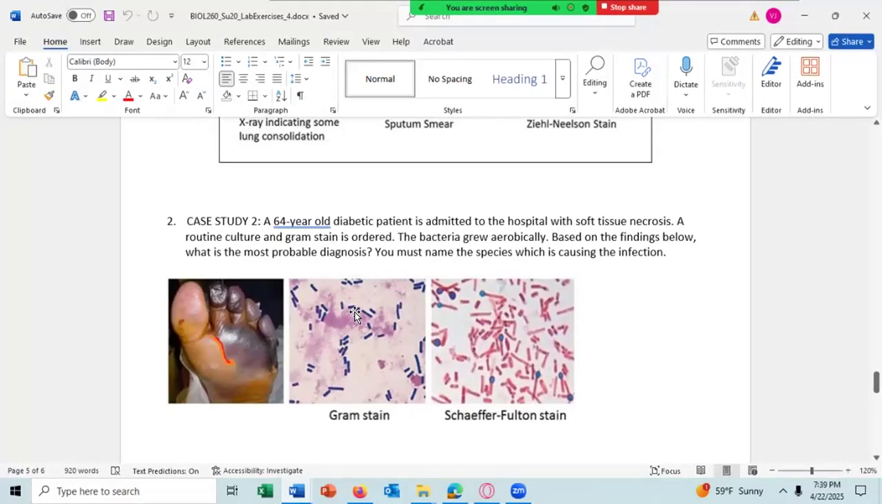And perhaps can make out the patient's symptoms and give me the name of the bacteria causing the infection. You must name the species causing the infection. And there's the Schaeffer-Fulton stain showing something in the stain.